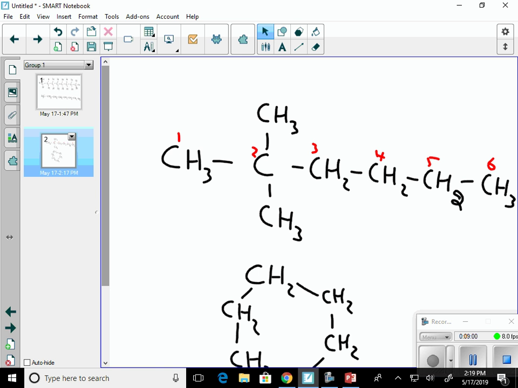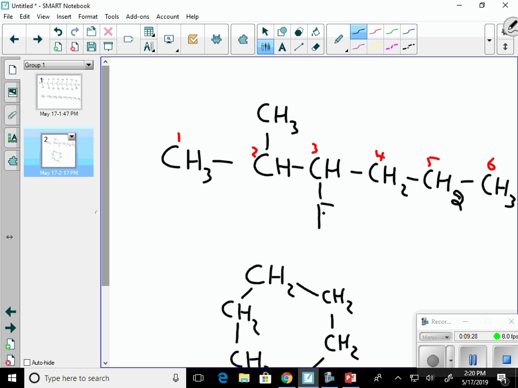Which brings us to the last question on that page, 3-fluoro-2-methylhexane. First thing I'm going to do is get rid of one of my methyl groups because now I only have one of them. That means I have to replace that with a hydrogen. On my second carbon, I have a methyl group. However, on my third carbon, I need a fluorine. Notice I got rid of one of the hydrogens. I could have drawn the fluorine on the top or the bottom. But this would be 3-fluoro-2-methylhexane.